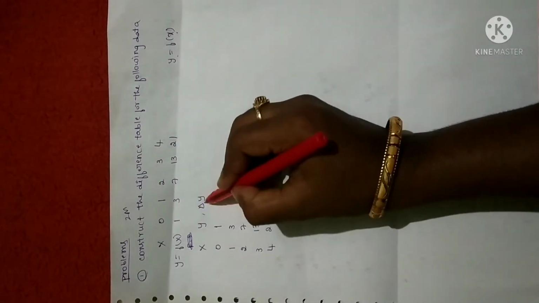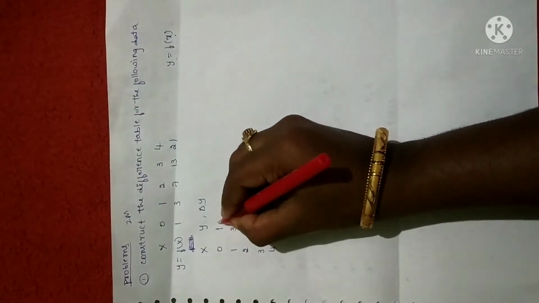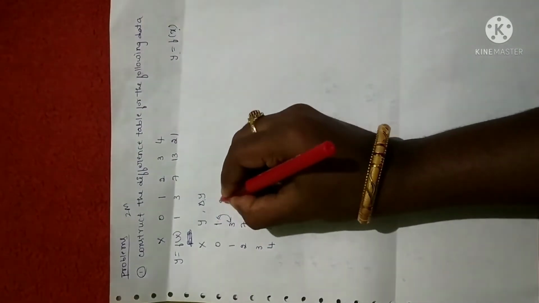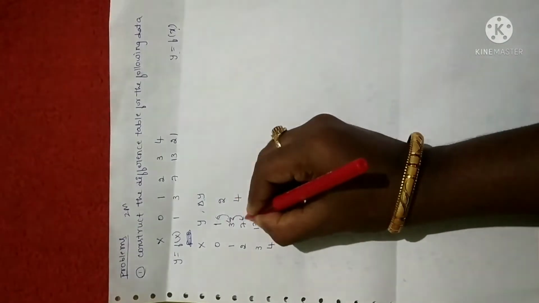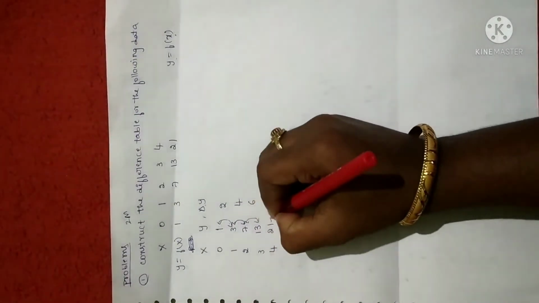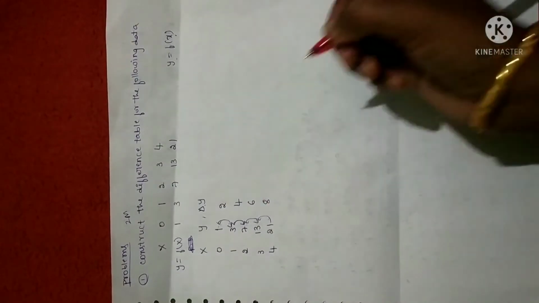So the first forward difference: it is 3 minus 1. Fine. 3 minus 1 is 2. Next, 7 minus 3 is 4. Next, 13 minus 7 is 6. Next, 21 minus 13 is 8.